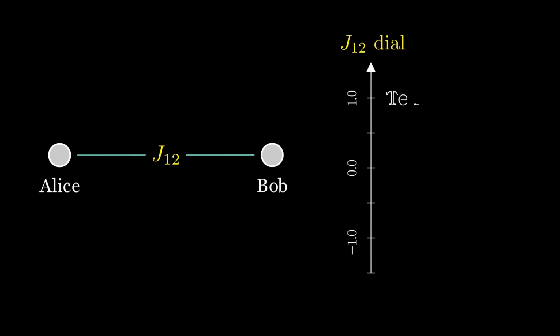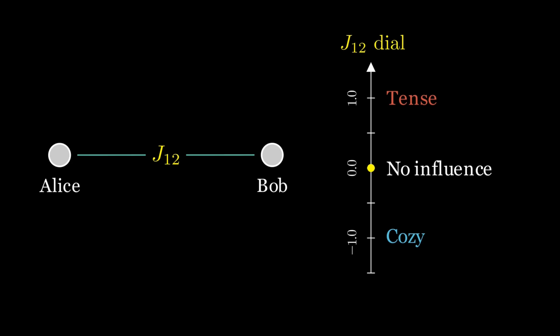If J is positive, we can say the relationship is tense, maybe even competitive, and they are rivals. If J is negative, their relationship is cozy or friendly, and they are cooperative. And if J is 0, they have no influence on each other at all.